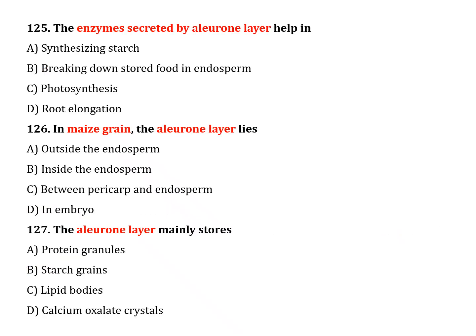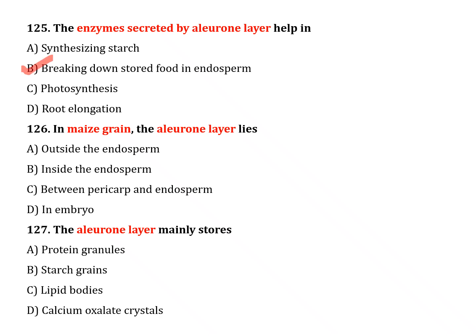The next question, number 125. The enzyme secreted by aleurone layer helps in option A synthesizing starch, option B breaking down stored food in endosperm, option C photosynthesis, option D root elongation. Correct answer is option B breaking down stored food in endosperm.